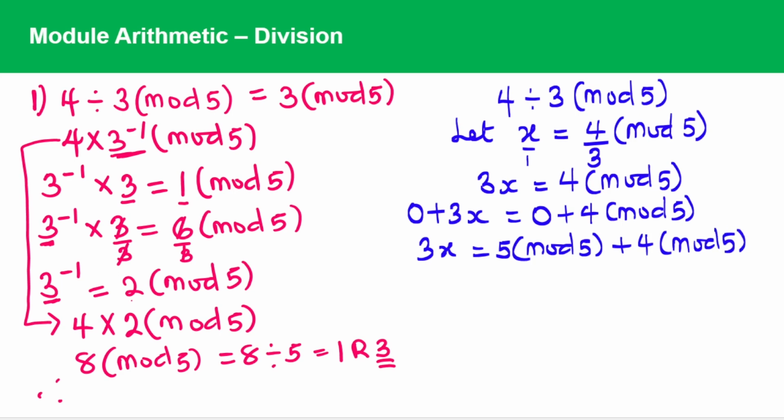Now, why do I need to do this? I needed to change this 0 to 5 mod 5 because I need a number that is divisible by 3. And I see that if I change 0 to a multiple of 5, I can add that 5 to 4, and that will give me 9, which is divisible by 3. So 5 plus 4 gives me 9 in mod 5. Therefore, I now have 3x is equal to 9 mod 5. So divide both sides by 3. So x is going to be 3 mod 5.